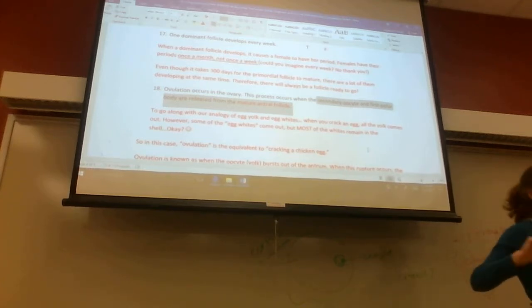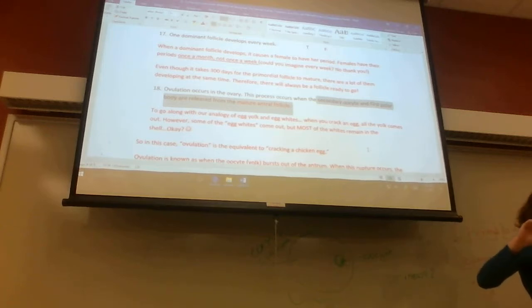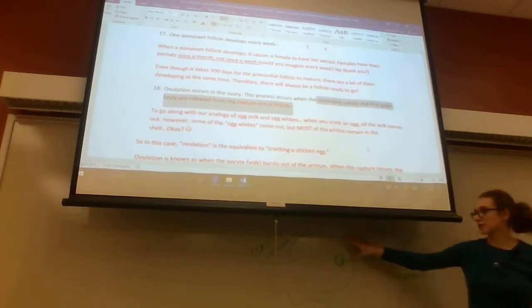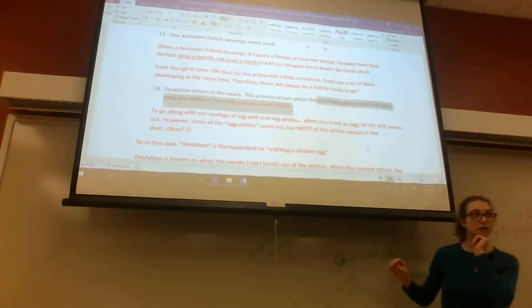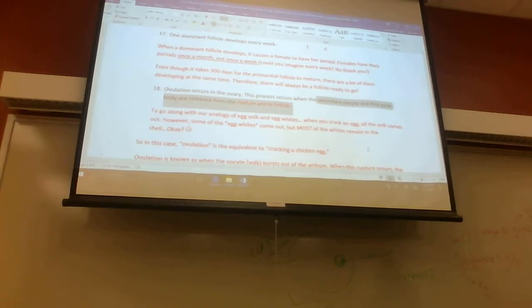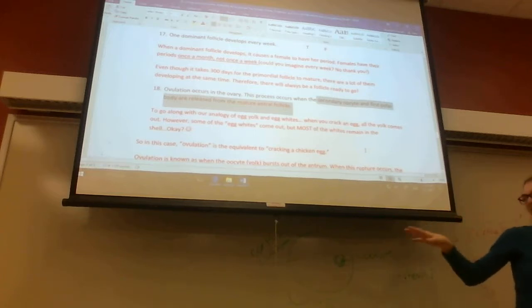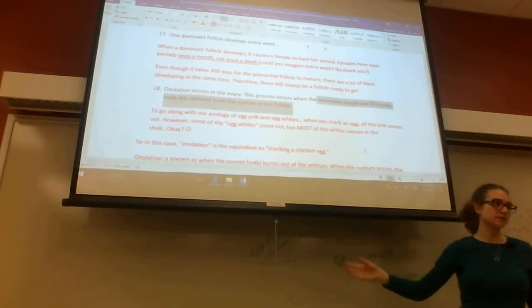And then when they separate, so this matures and it separates. That's ovulation, but it's also meiosis 1. To go along with our analogy, the egg yolk comes out, and some of the egg whites come out, but most of it stays.